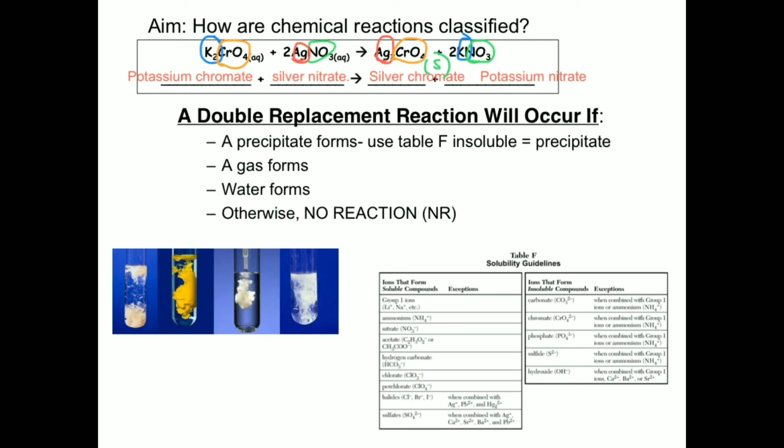Let's see why potassium nitrate is not a precipitate. So here we're going to look for potassium. I see no direct mention of potassium, so next I'll look for nitrate. Here, I see that all nitrates are soluble. There are no exceptions, so potassium nitrate is soluble. It is not a precipitate.